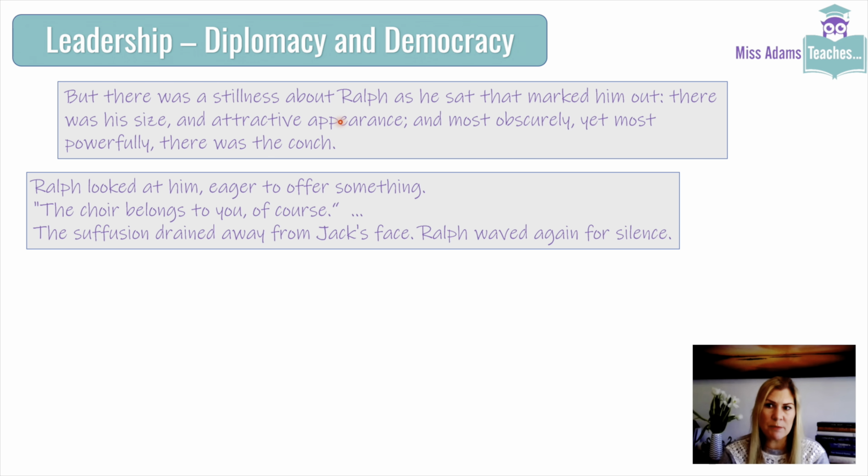But this is where I'm talking about diplomacy, okay? After he is made leader, Jack, who has assumed, because he can sing sharp and he was head chorister, that he should be, gets this sort of blush of mortification. He looks so angry. Ralph looks at him, eager to offer something. The choir belongs to you, of course. And then the suffusion drains away from Jack's face. So we see here Ralph managing to manage Jack and control that kind of anger.